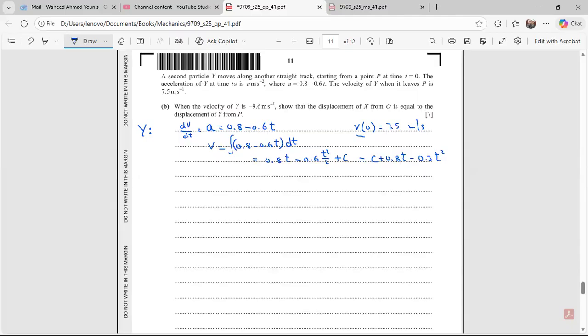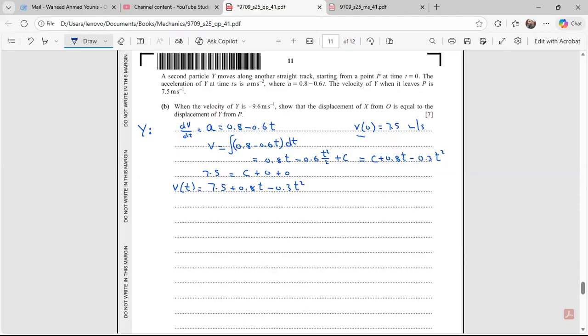Now at time 0, the speed was 7.5. So when time is 0, on the right side I have c plus, this will become 0, this will become 0. So the value of c is 7.5. So now I can see that the velocity as a function of time is equal to 7.5 plus 0.8t minus 0.3 t squared.